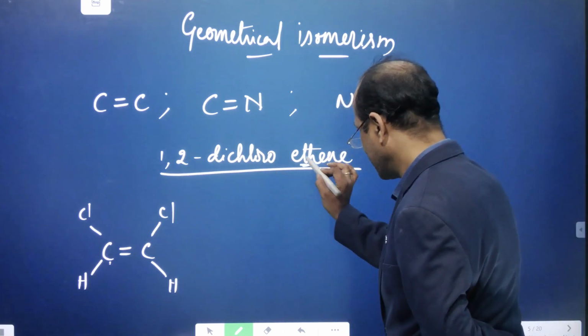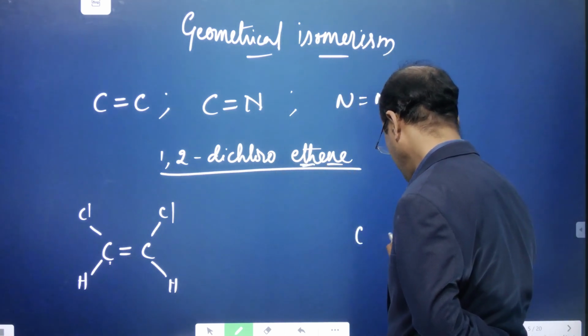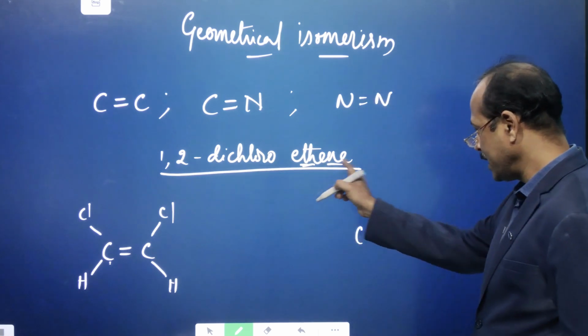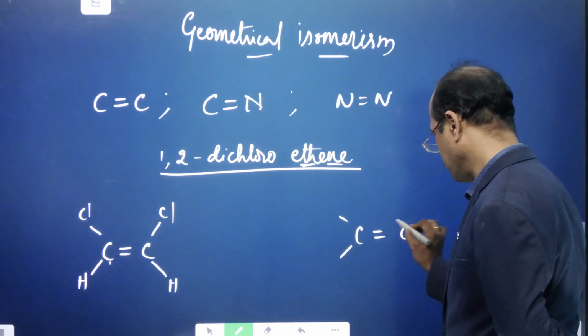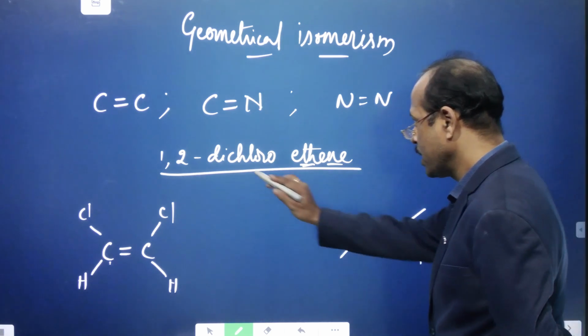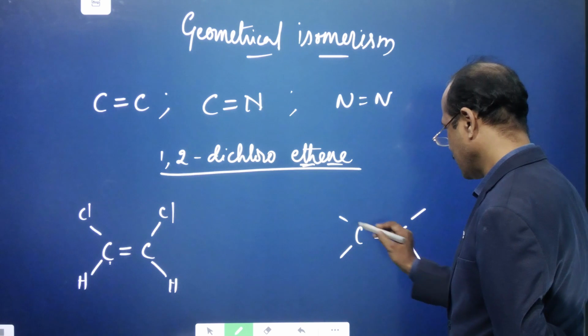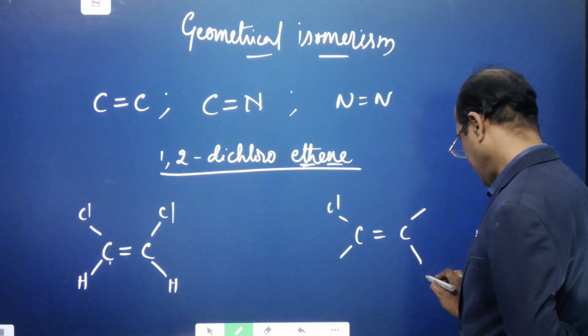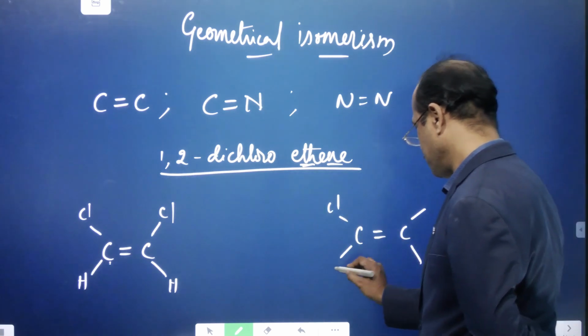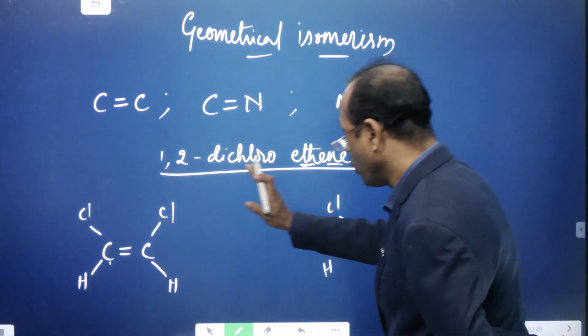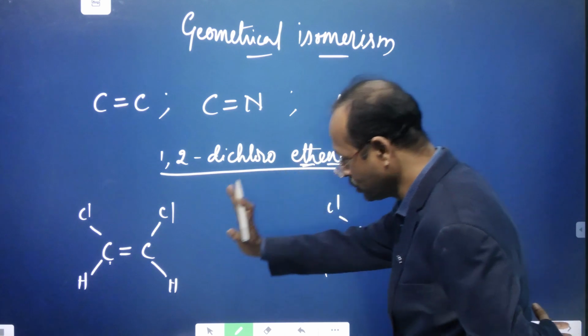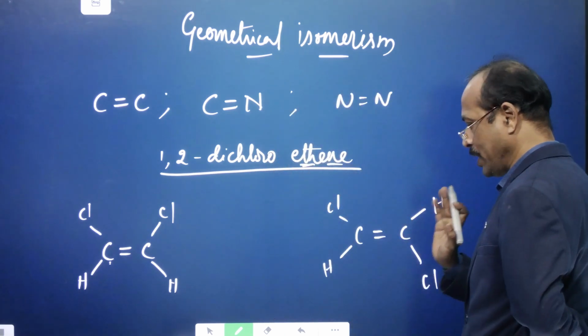Once again, eth means what? 2 carbon, 1, 2. And ene means what? A double bond. So carbon valence is 4, it can form the 4 bonds. Now 1,2 dichloro, so the first carbon, second carbon, here I will put the chlorine, here I will put the chlorine, and remaining I will put the hydrogen. See now, this is 1,2 dichloroethane, this also 1,2 dichloroethane.